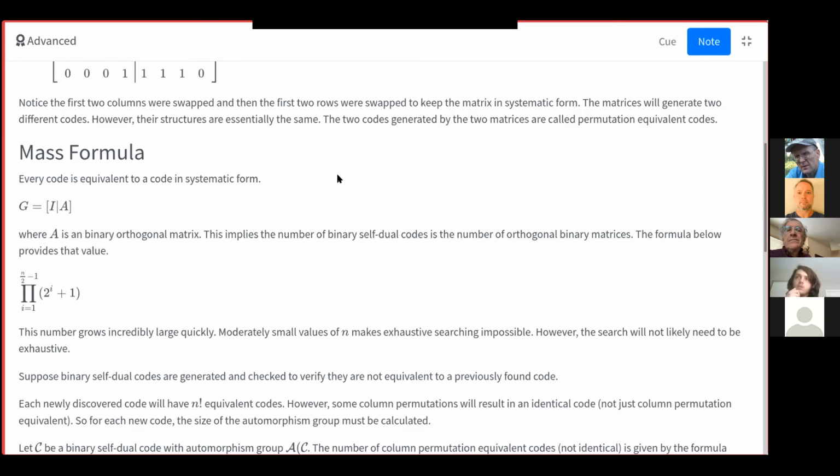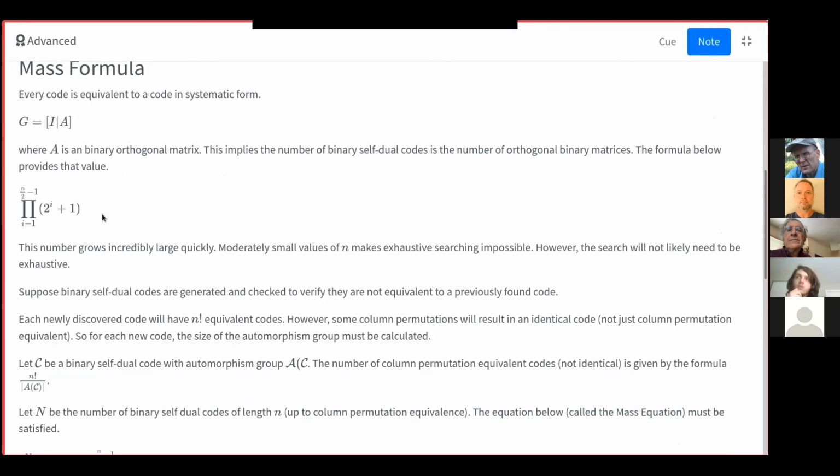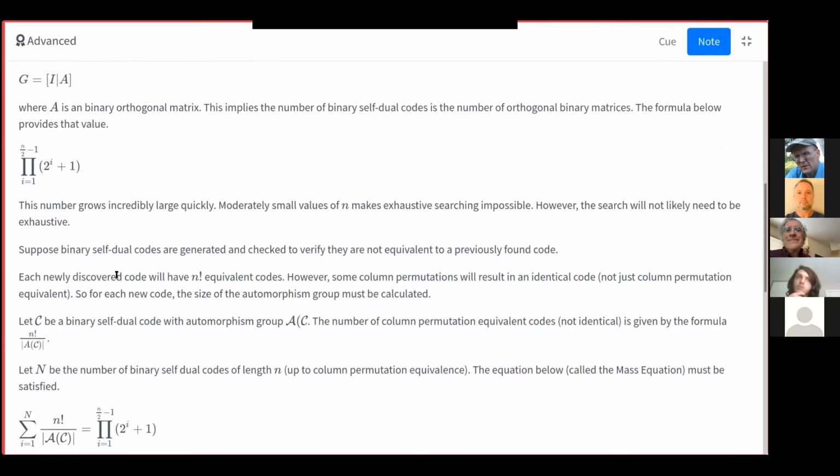So the number of orthogonal matrices is given by this formula, the product. Now, this grows incredibly large very quickly. You can check OEIS if you want to see somebody that has gone through there. I actually think I provided the Python code for that on OEIS. How do we get beyond this?